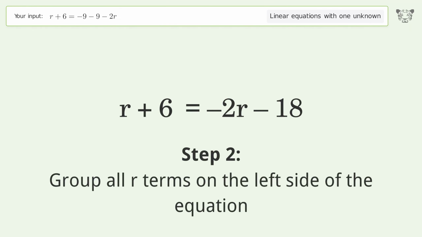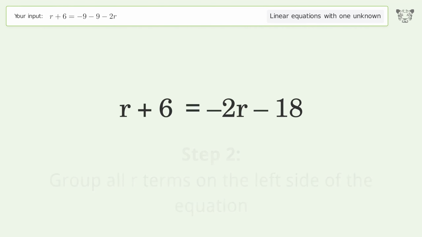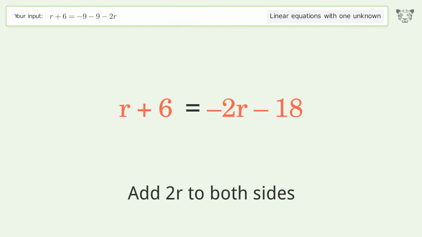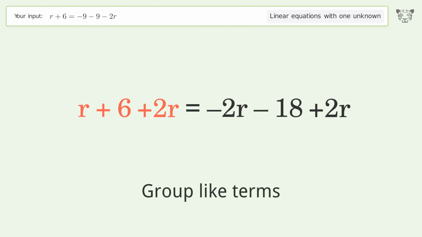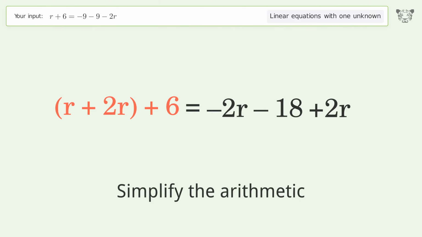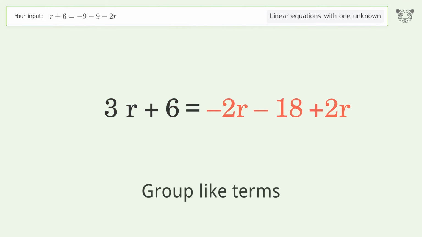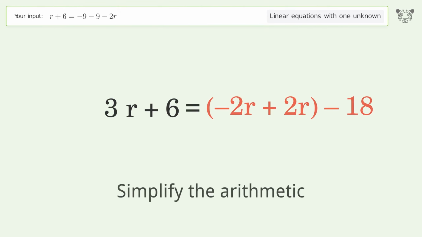Group all r terms on the left side of the equation. Add 2r to both sides. Group like terms. Simplify the arithmetic. Group like terms. Simplify the arithmetic.